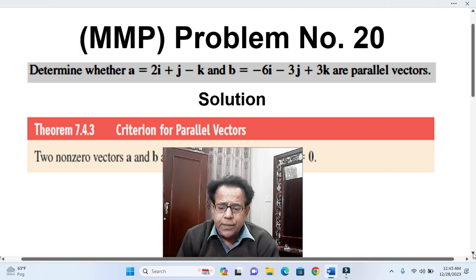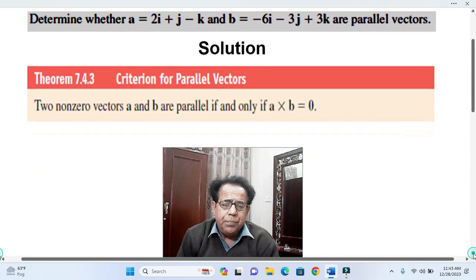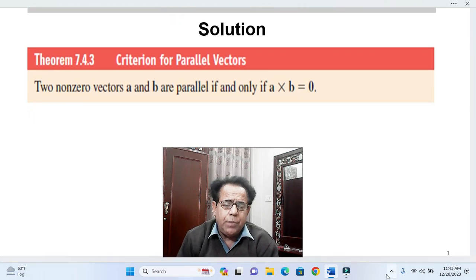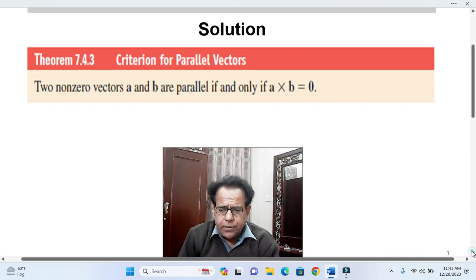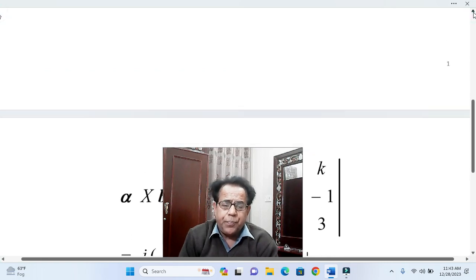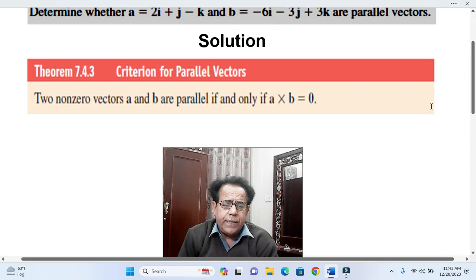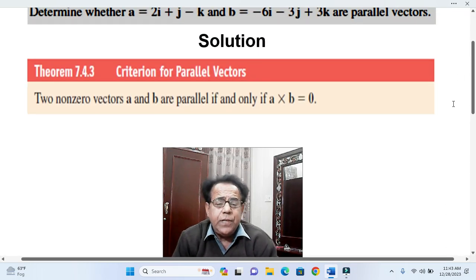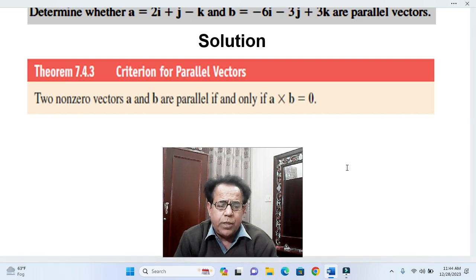Now, dear students, we come to its solution. But before solving this problem in a formal manner, we must go through one snapshot, which will provide a foundation regarding the solution of this problem. According to this snapshot, it is about the criterion for parallel vectors.